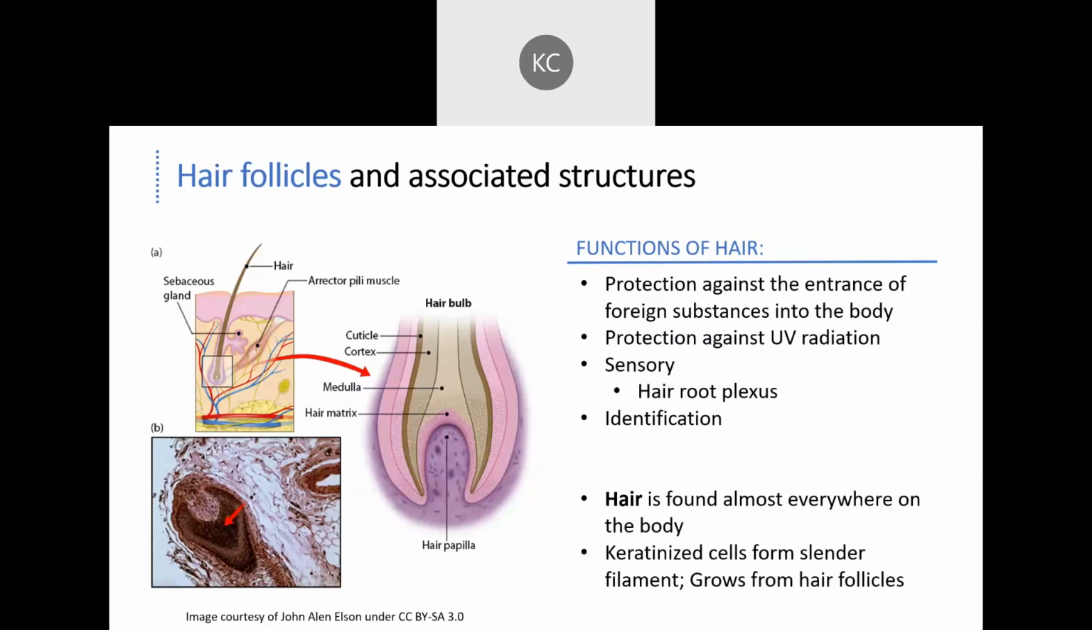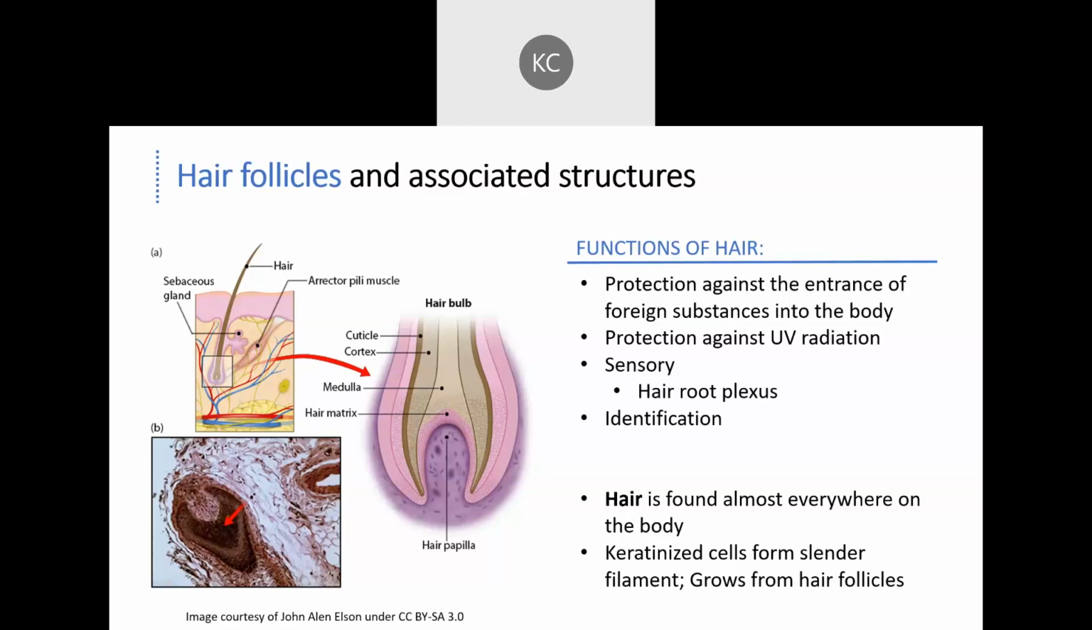You can tell that you're moving the hair, and it's because distortion of the hair shaft, which is the part of the hair above the skin, moves the hair root, which distorts and pulls and tugs on those nerves of the hair root plexus that then sends a signal to our brain, and we're able to perceive that. Okay, and the hair can also serve as a form of identification, and also hair between different species as well. So you can tell if a hair is a dog hair or cat hair or a human hair or things like that.